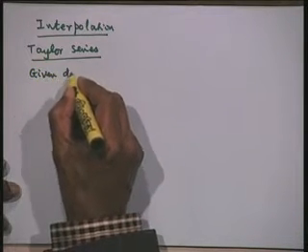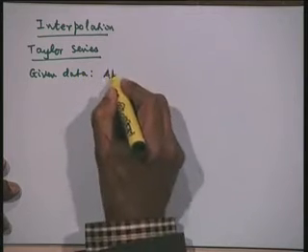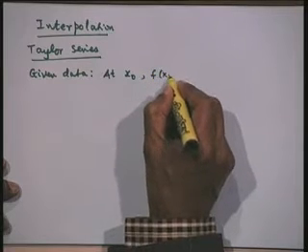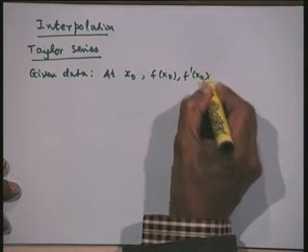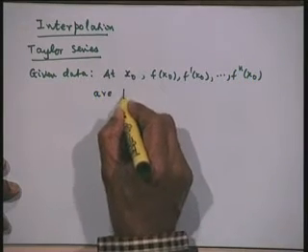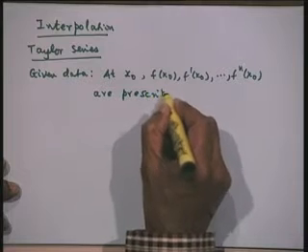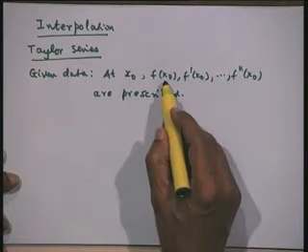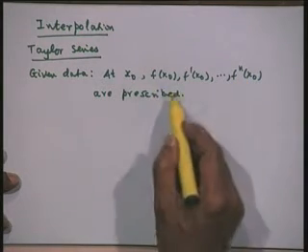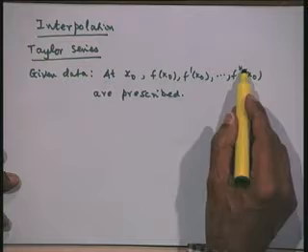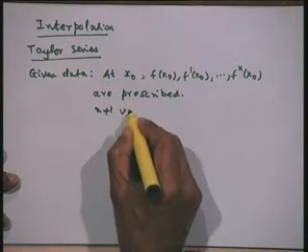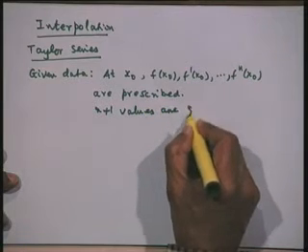So, the given data is x naught, f at x naught, f dash at x naught, so on, f n at x naught are prescribed. So, we are taking the ordinate f x naught and its first n derivatives, they are all prescribed for us. So, we have a data of n plus 1 values prescribed, this is n derivatives plus 1. So, there are n plus 1 values given.